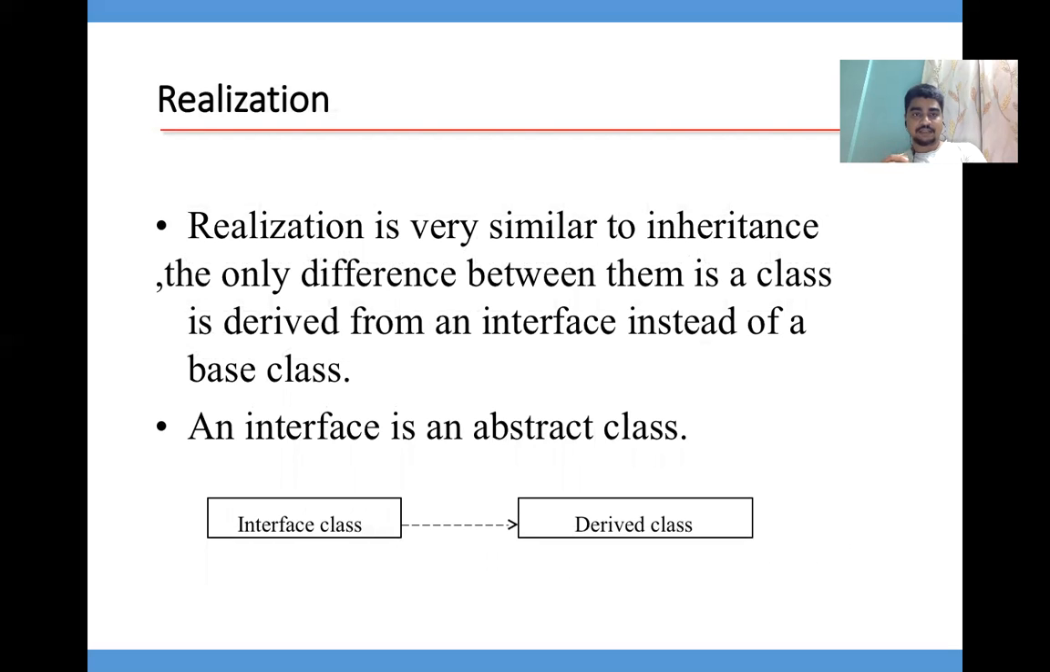And lastly, realization. Realization is very similar to inheritance. The only difference is that a class is derived from an interface instead of a base class. So here there is no base class and derived class, rather an interface class and a derived class. Any derived class is derived from the interface class. So this is called realization.